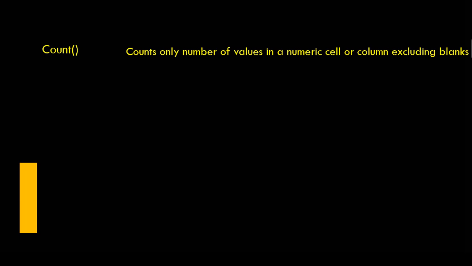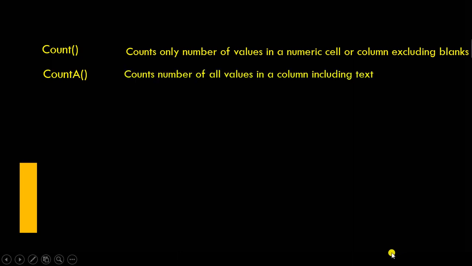Count function. To start with, let us see what a count function is. A count function counts only the number of values in a numeric column, but it excludes the blanks. Next one is the CountA. CountA is the same as count, but it counts numeric as well as text values, but it excludes the blank values. The next one is CountX.